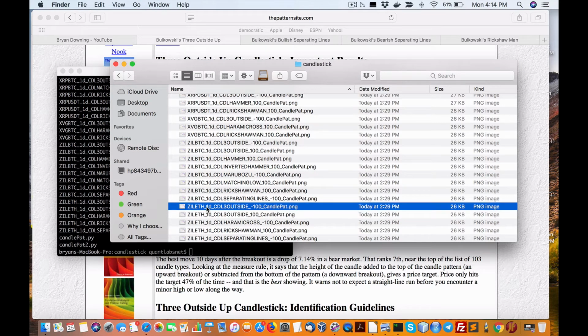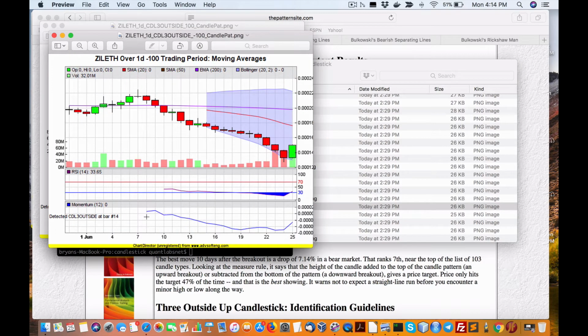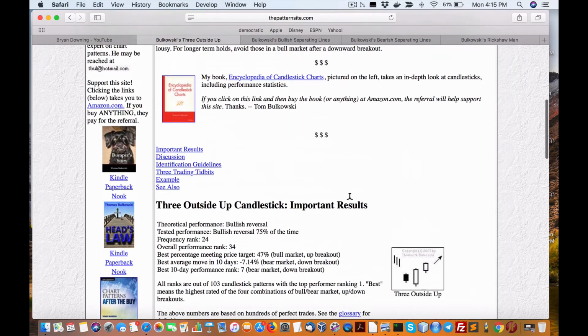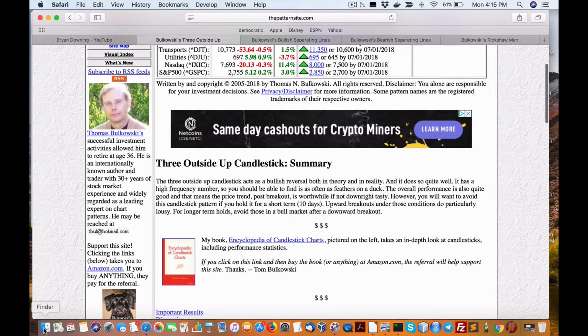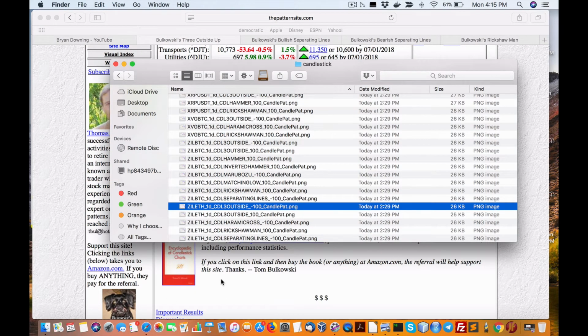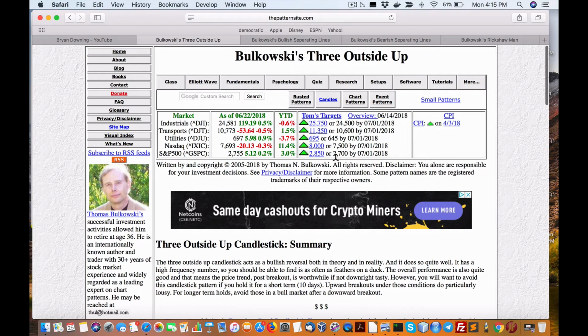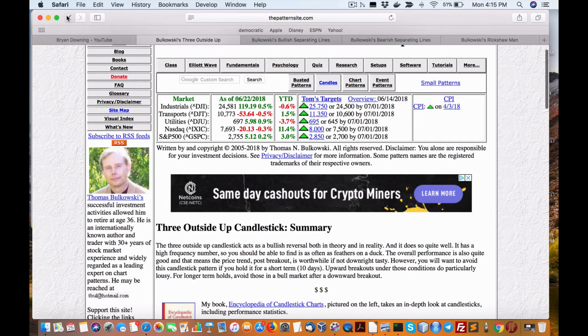So we have a bearish one now at bar 14. 1, 2, 3, 4, 5, 6, 7, 8, 9, 10, 11, 12, 13, 14. This one I would definitely go with. And what is that? So we want CDL outside, and that was bullish. Sorry, bearish. So 3 upside down.